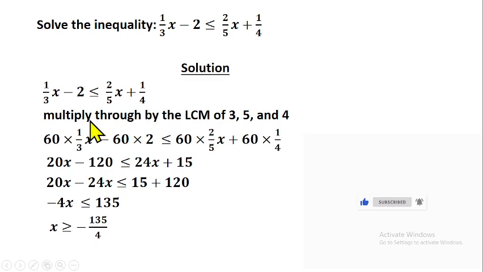So the LCM of 3, 5, and 4 is 60. So you can multiply through by the LCM of 3, 5, and 4. The LCM is 60. So that means you're having 60 times 1 over 3x.